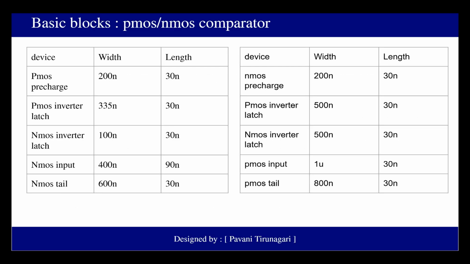So these are the widths and lengths that have been chosen. The length is kept constant mostly, that is 30N, and the precharge widths are kept small because they need to be on only in the first clock cycle, and in the second clock cycle they go off. The PMOS inverter latch and the NMOS inverter latch for the NMOS comparator are basically sized according to the mobility ratio, and in the PMOS comparator it is sized the same for the same driving strength. The NMOS tail and NMOS input and PMOS input and PMOS tail are basically designed accordingly.